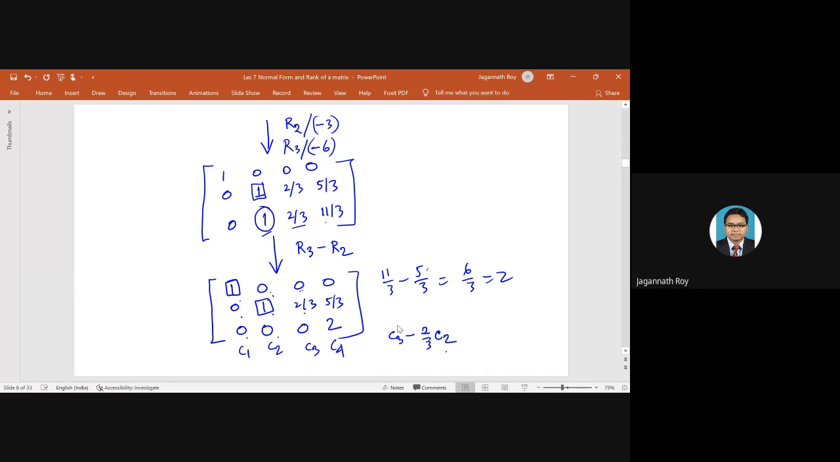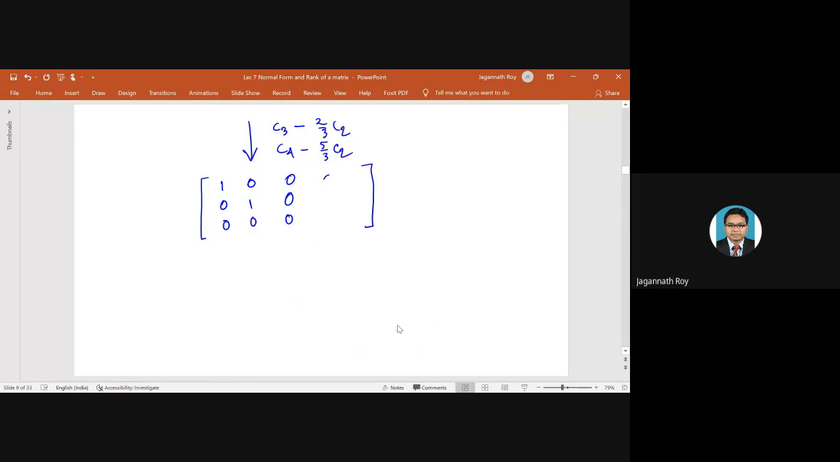Similarly, C4 minus 5 by 3 into C2. So this becomes 0, here also it becomes 0. And then C4 is this one. So 2 minus 1, 0, so it remains 2. So 0, 0, and 2.